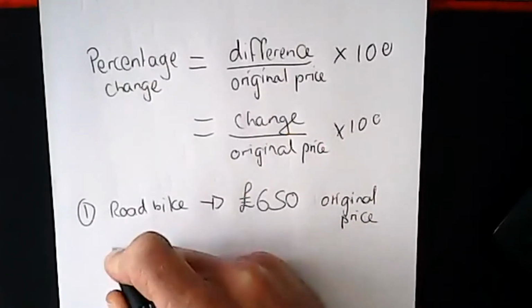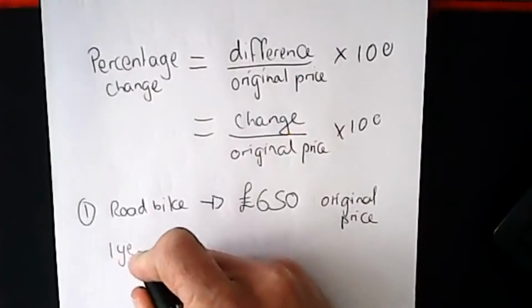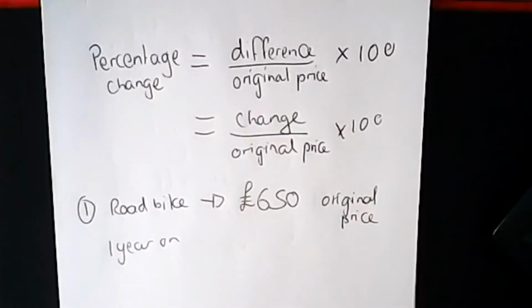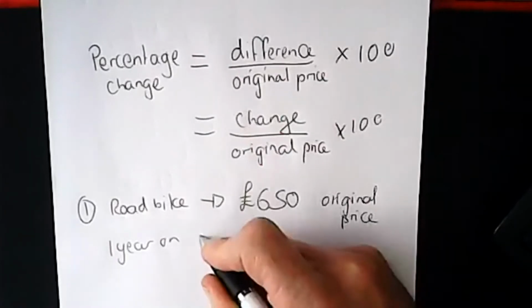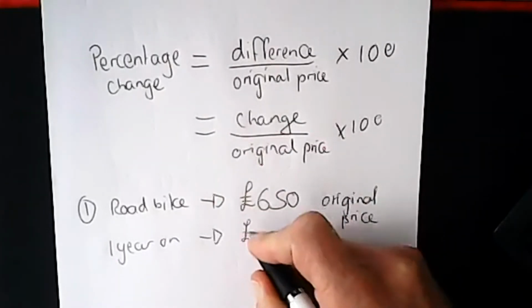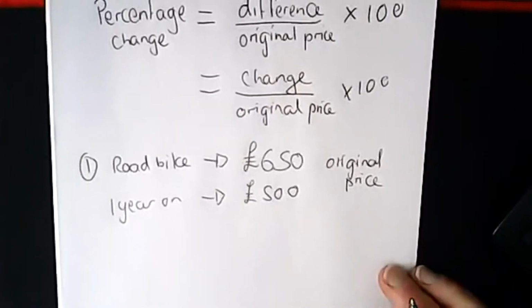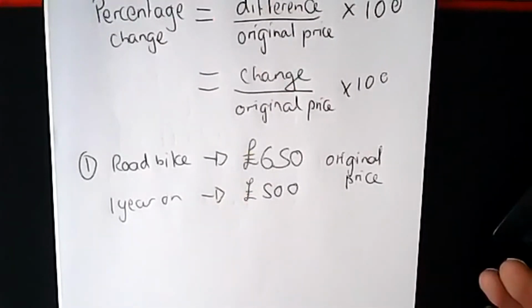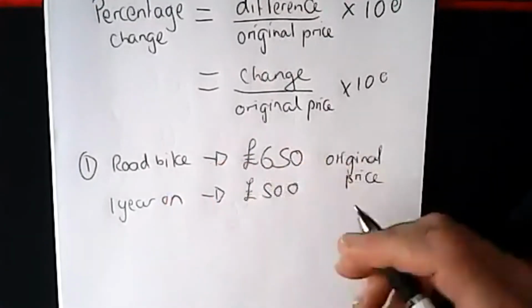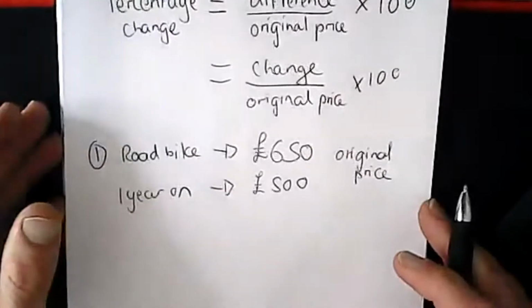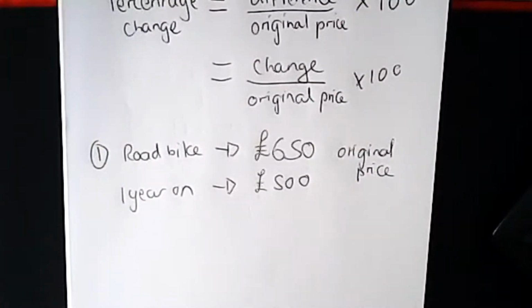So after a year, the original price is £650. One year on, it's now worth £500. It's gone down in price. Now, you might think that's unfair, but if you've had 12 months of use out of it and had a really good time with it and visited people, it's not bad value, £150 for a year's worth of travel. So you've got to think about that sort of thing as well.